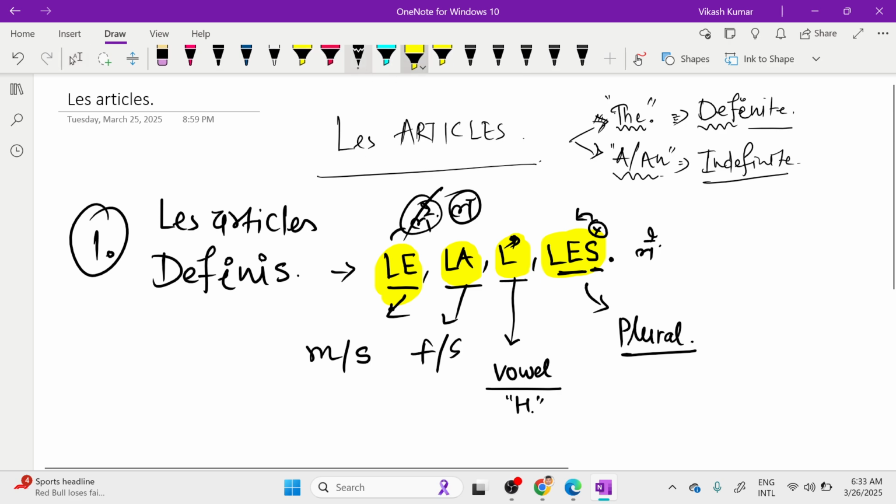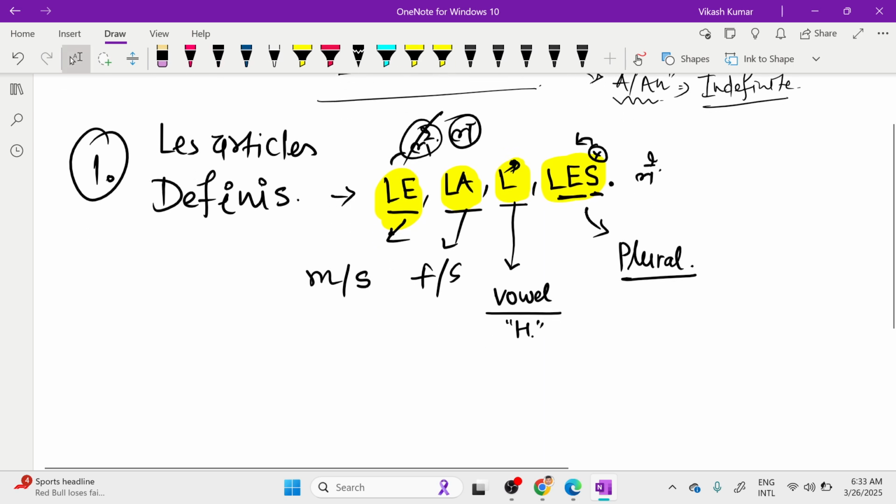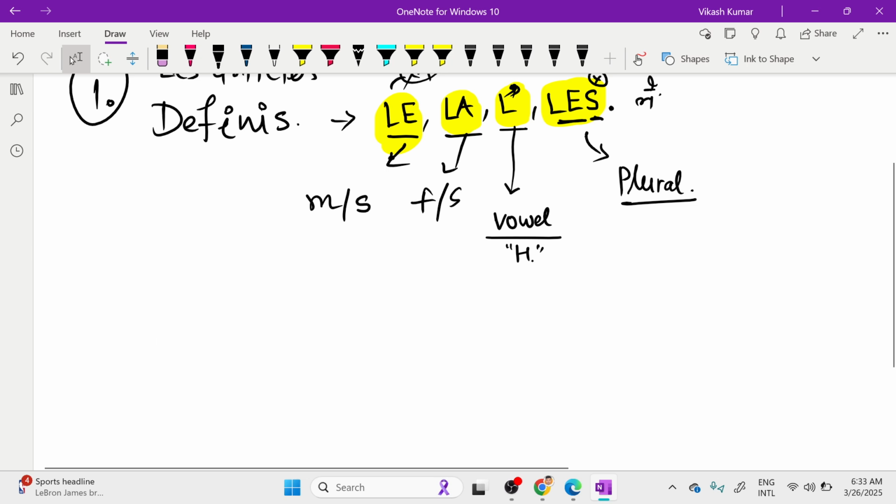So once you know these articles, you need to know the gender of the noun also once you start using them. So, for example, we know the gender of some of the nouns. For example, table: is it feminine or masculine?